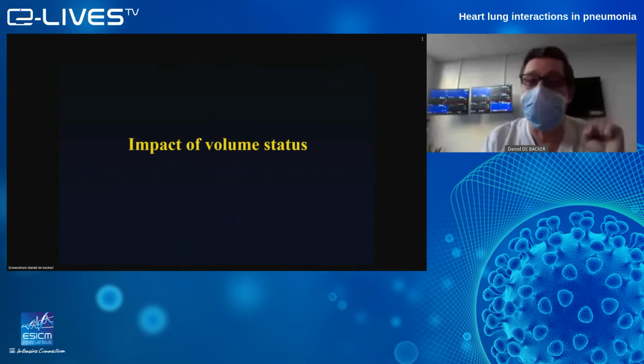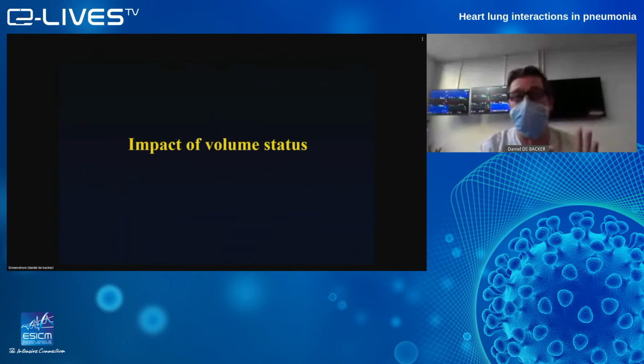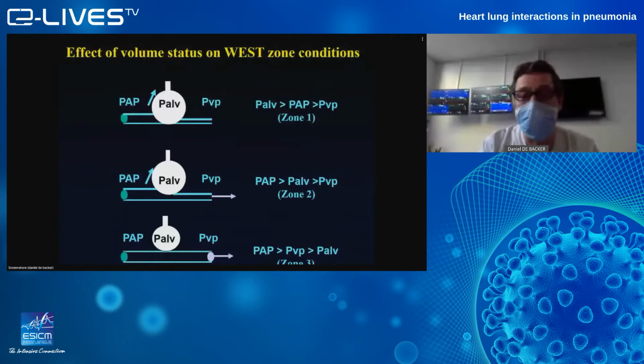What is the impact of volume status on the development of acute cor pulmonale? One may think that perhaps the best solution will be to keep this patient as dry as possible. Maybe this is not exactly the best solution, because when we give volume, we will increase the left atrial pressure. And by increasing the left atrial pressure, we will also modify the pulmonary venous pressure. And interestingly, when we apply some filling to these patients by giving fluids, we increase the pulmonary venous pressure, and we increase in this way the amount of zone 2 and zone 1 compared to other conditions.